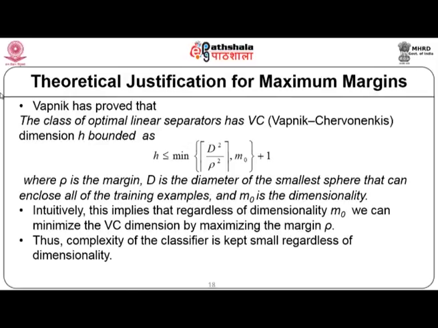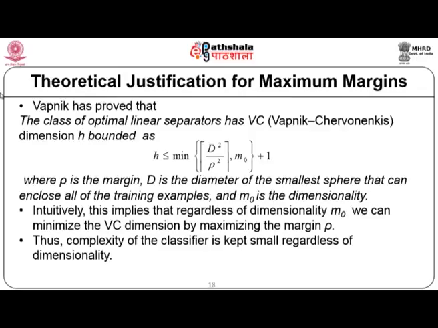Intuitively, this implies that regardless of the dimensionality m0, we can minimize the VC dimension h by maximizing rho, that is the margin. Thus, the complexity of the classifier is kept small regardless of the dimensionality. Let us discuss this a little more. What we have done up to now is, instead of having just one line separating the two sets of data points, we have a margin, a width separating them. And of course, the other advantage of support vector machines is that we consider only the support vectors as important.